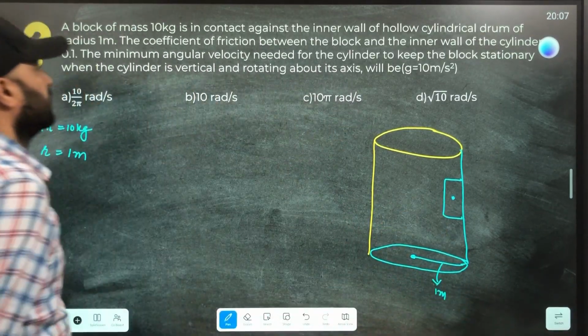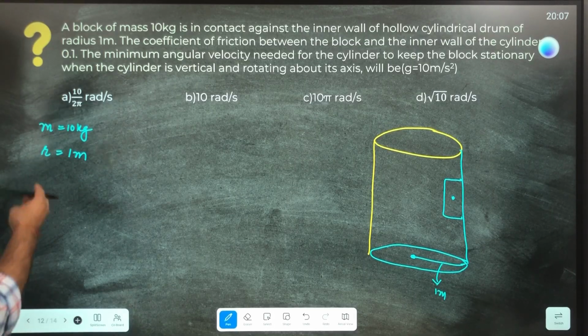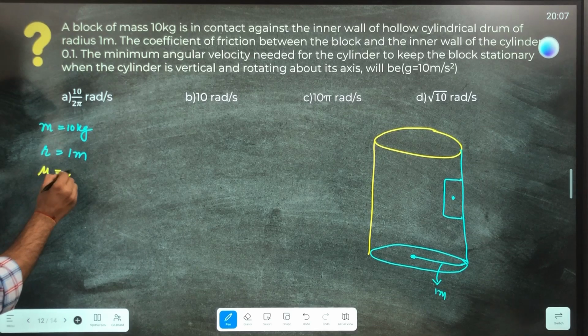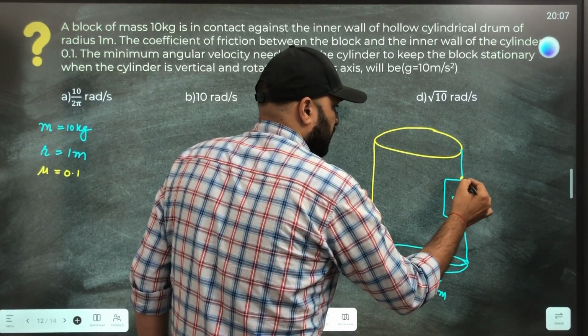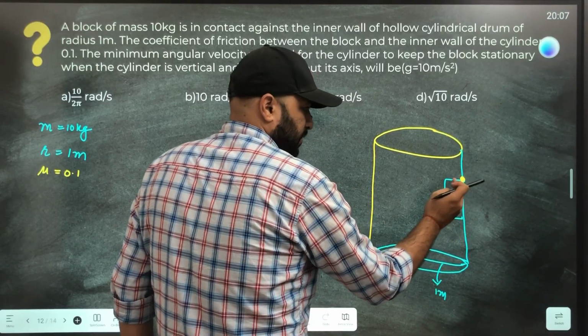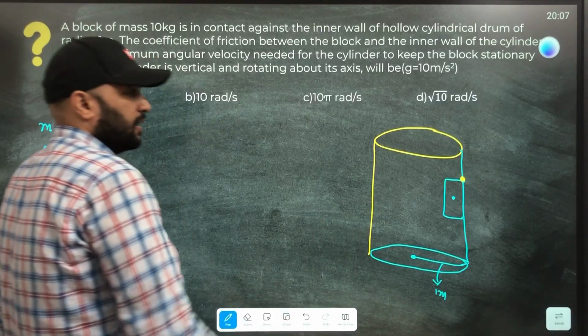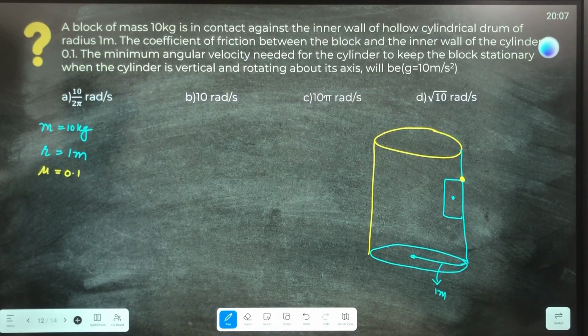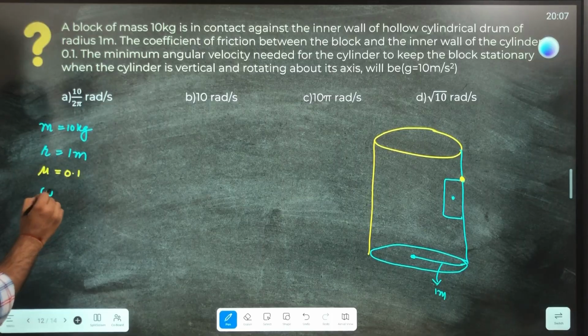The coefficient of friction between the block and the inner wall of the cylinder is mu equals 0.1. This is between this section of the block and the wall of the cylinder. The minimum angular velocity needed for the cylinder to keep the block stationary when the cylinder is vertical and rotating about its axis. So omega we have to find.